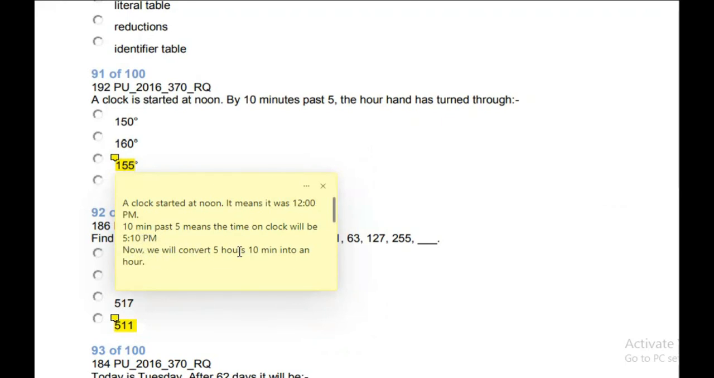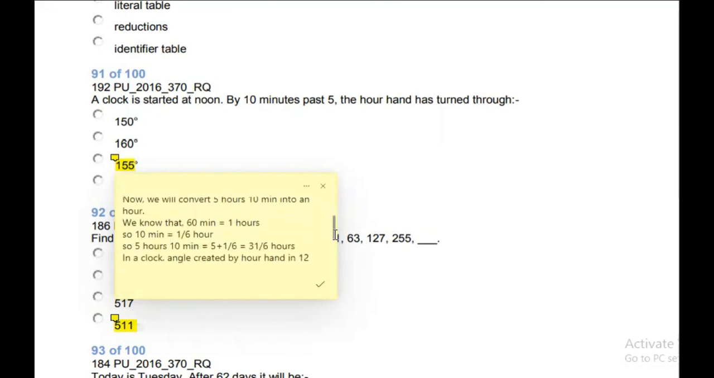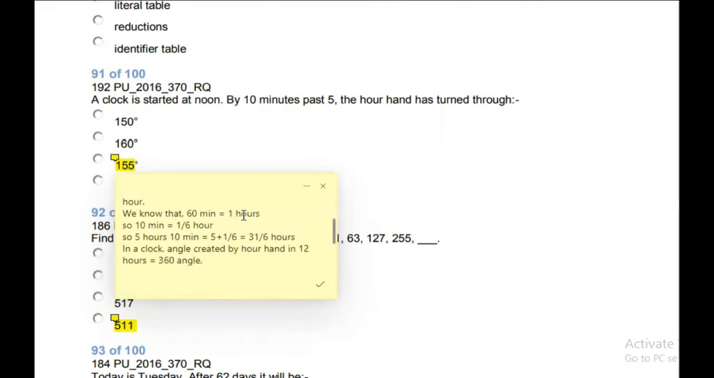Now we will convert 5 hours 10 minutes into hours. We know that 60 minutes is equal to 1 hour, so 10 minutes is equal to 1 by 6 hour. So 5 hours 10 minutes is equal to 5 plus 1 by 6, which is 31 by 6 hours.